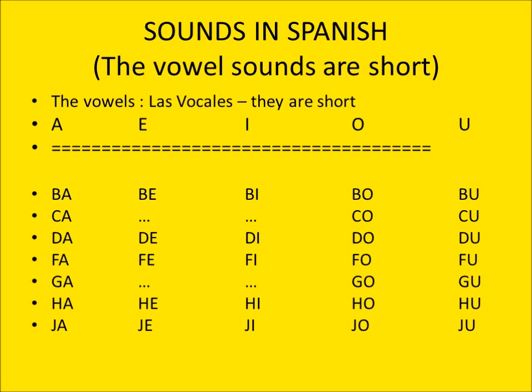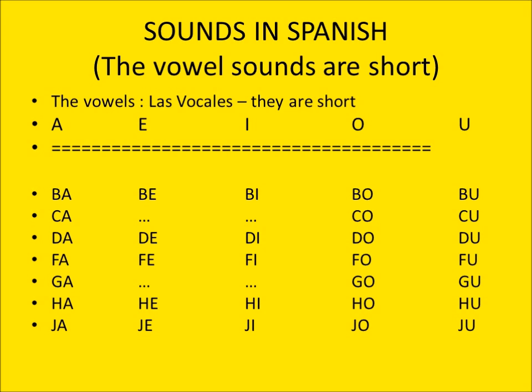Okay, so let's start. Ba, be, bi, bo, bu. Ka, ko, ku. Da, de, di, do, du. Fa, fe, fi, fo, fu. Ga, go, gu. The letter H in Spanish is silent, so you don't pronounce it. You start from the second one. So the second one is A. And then E, I, O, U.